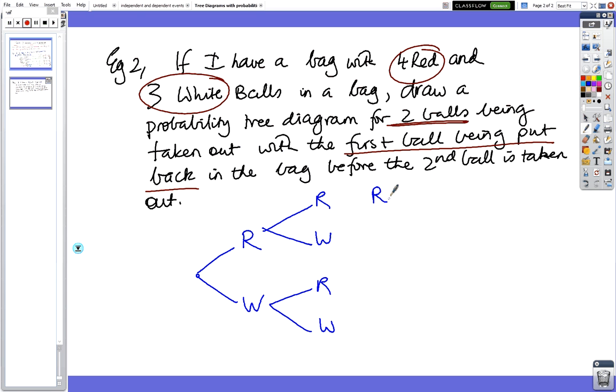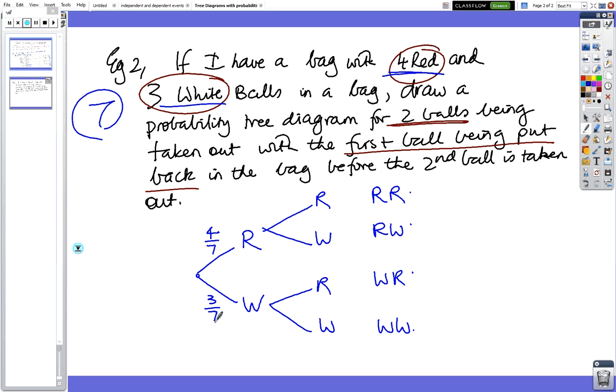So the outcomes are red, red, red, white, white, red, white, white. But these 4 outcomes are not a quarter, because we don't have an even number of both balls. So let's go back and put probabilities. Okay, we've got 4 balls and 3 balls, so we've got 7 balls altogether. So the chance of being a red is 4 sevenths. The chance of being white is 3 sevenths.